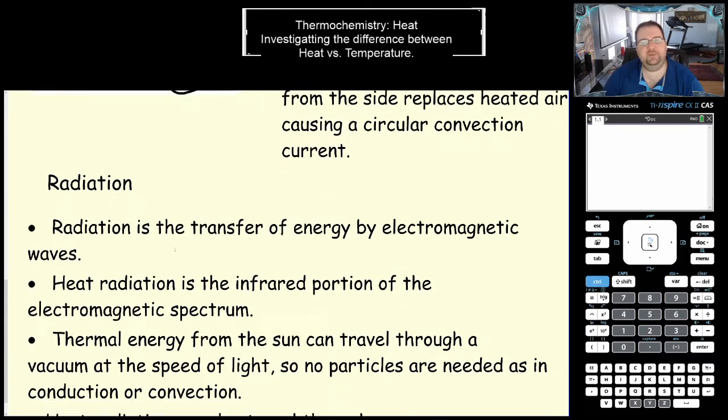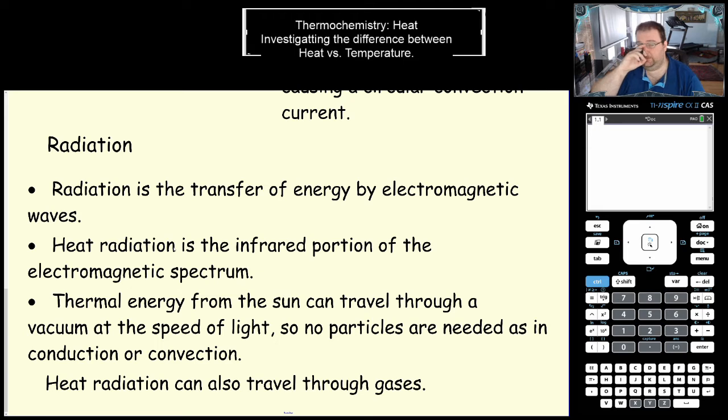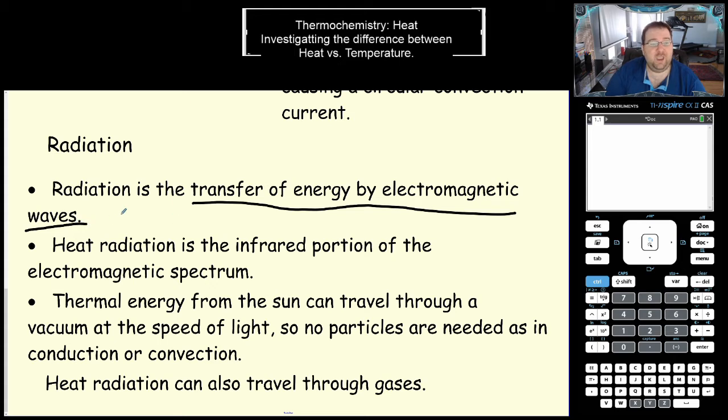The last type of energy transfer that we're going to discuss today is radiation. And radiation is the transfer of energy by electromagnetic waves. Waves like, well, light waves, right? Which are like photons coming from the sun. So when we're talking about light energy coming from the sun, we can also think of them as photons of light that are carrying heat energy, heat radiation. And this is in the infrared portion of the electromagnetic spectrum.